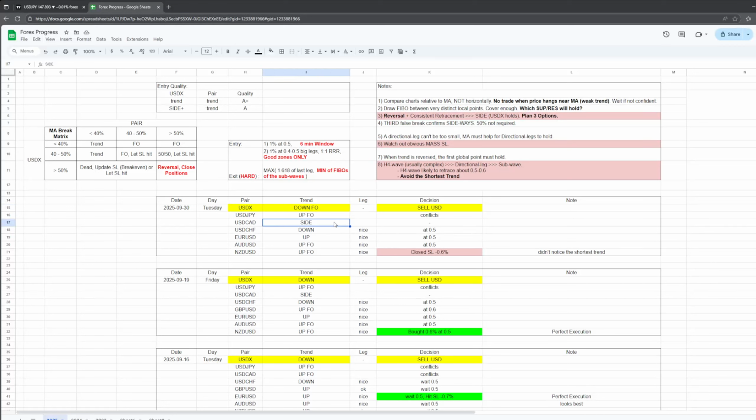So let's write it down. USD Japan yen, market is doing sideways action, and when there is no trend, there will be no trade.